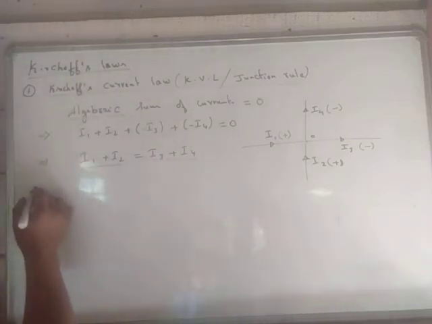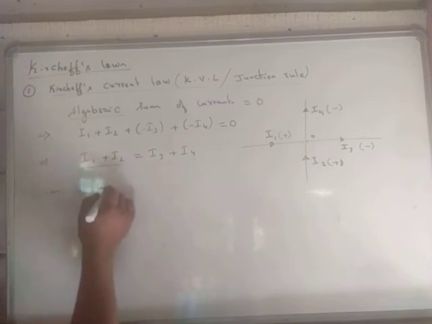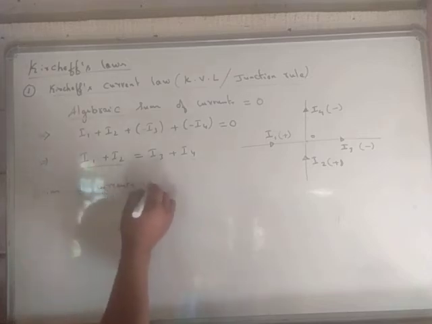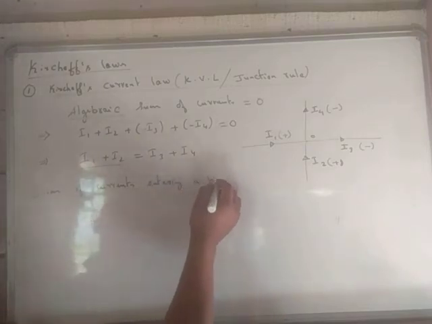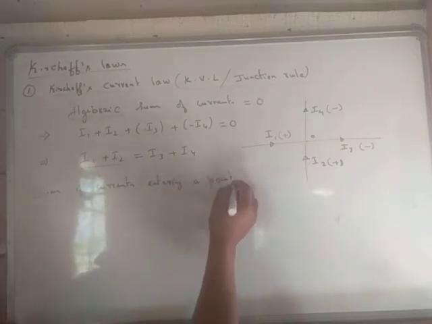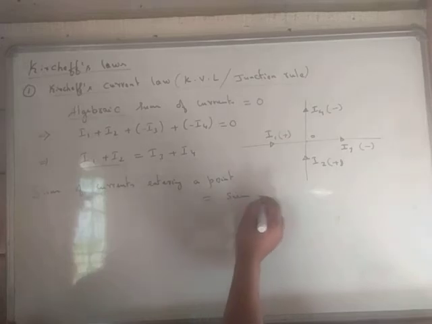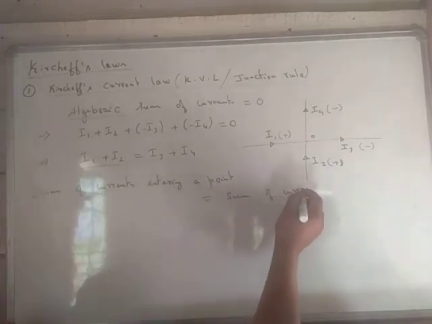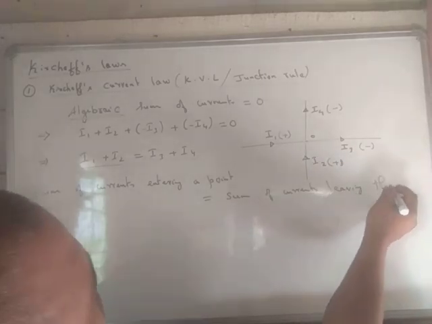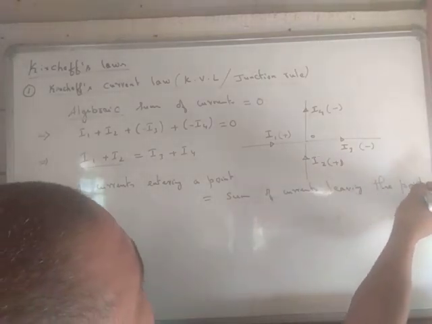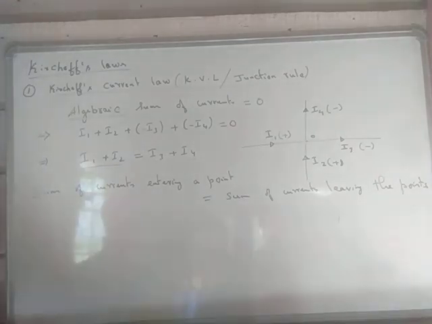So hence, I can say here that the sum of current entering a point or a junction is equal to the algebraic sum of current leaving the point. So this becomes a new definition for Kirchhoff's current law or junction rule.